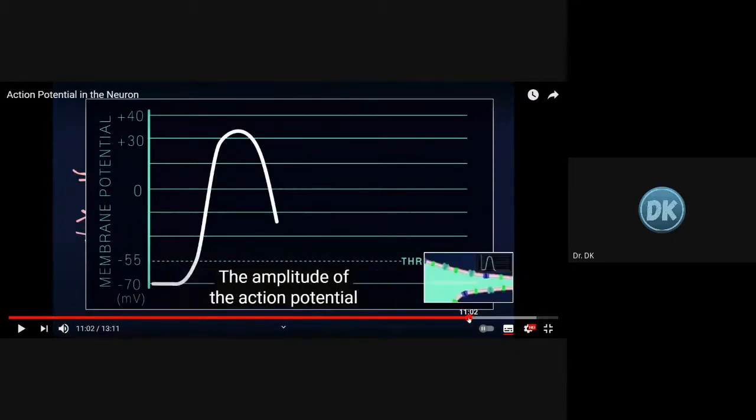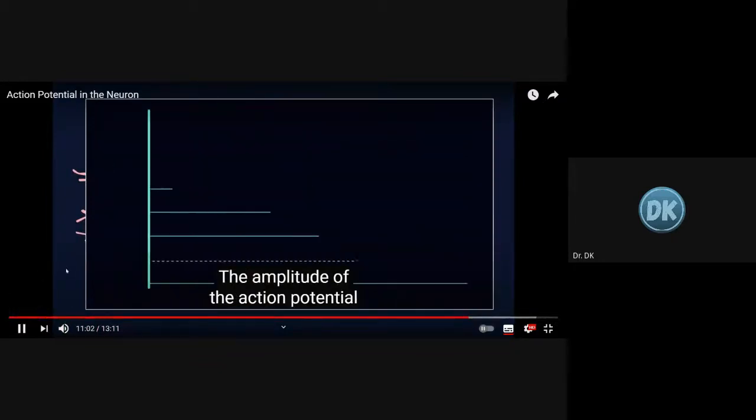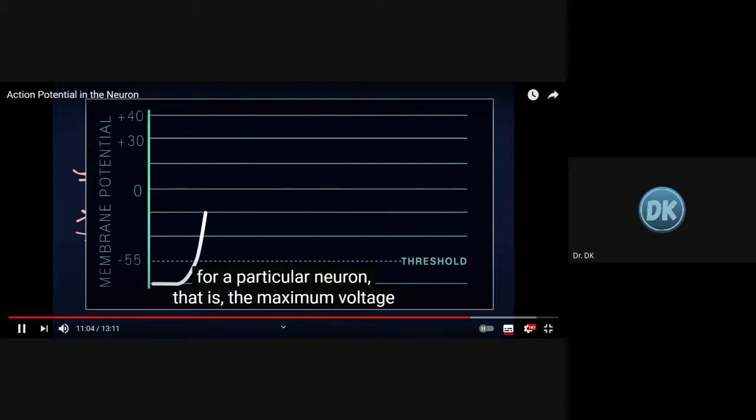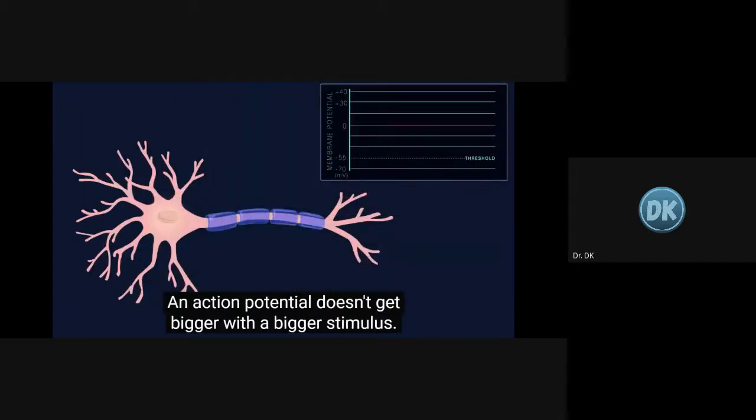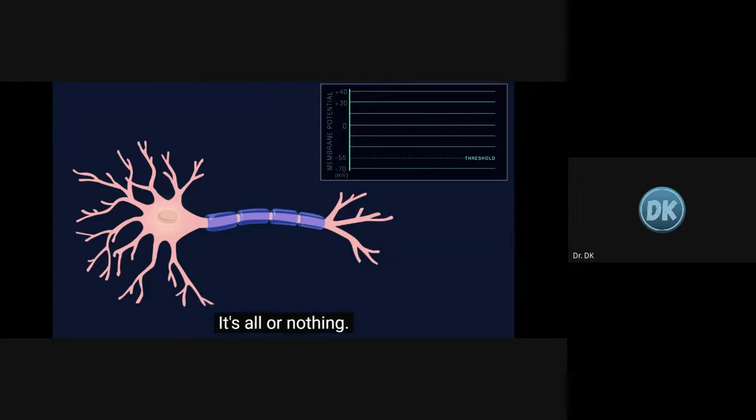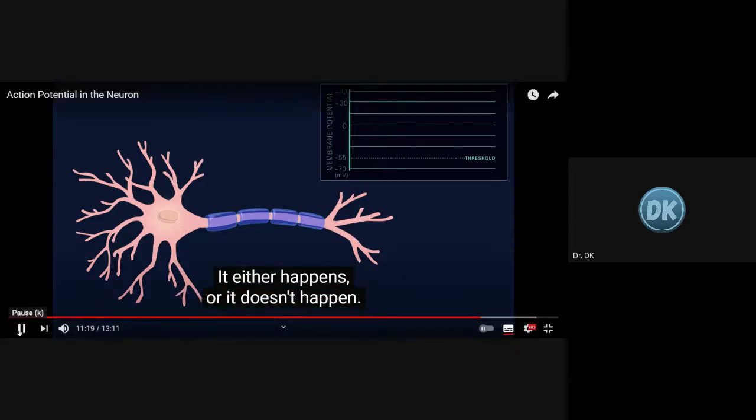So this is the graph, the action potential for a particular neuron. That is, the maximum voltage in one neuron during an action potential never changes. An action potential doesn't get bigger with a bigger stimulus. It's all or nothing. It either happens or it doesn't happen. This is very, very important.